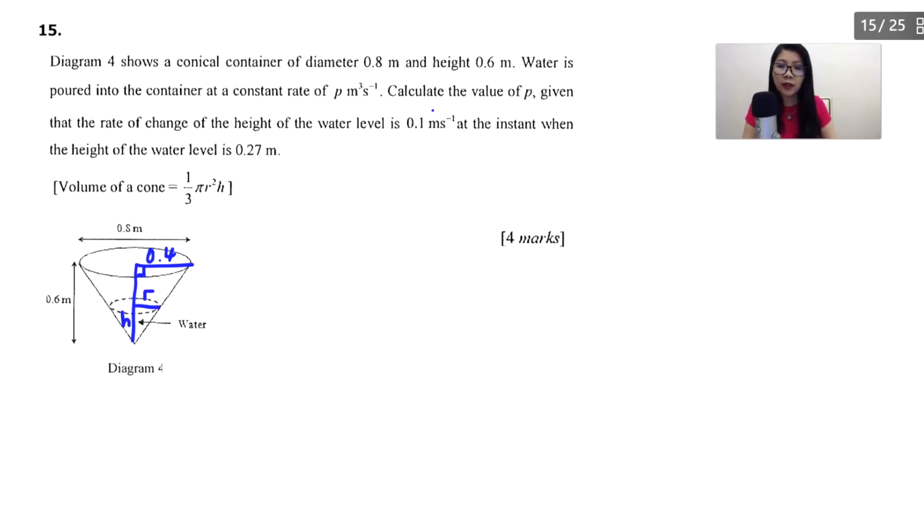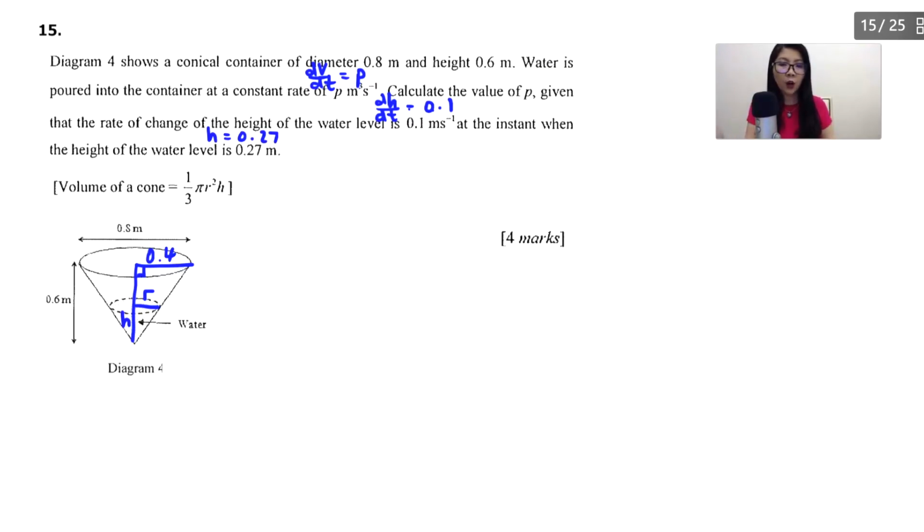So what else did it give? Water in the container is poured, so this is dV/dt, which is P. Then calculate the value of P given the rate of change of height, so this is dh/dt. Change of height means dh, and rate means dt. So this is 0.1, when the height of the water level is 0.27, which means h is 0.27.